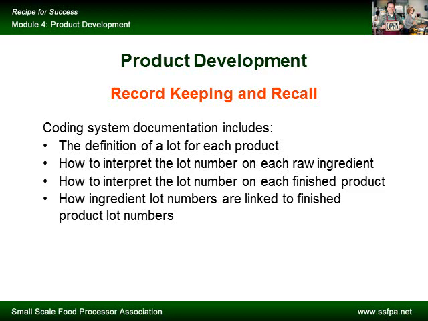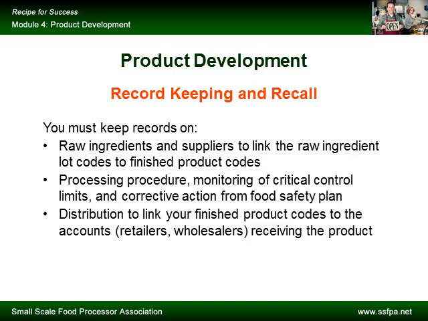Check some products in your kitchen. Many have lot numbers, others have best before dates, which identify the lot. The coding system documentation includes the definition of a lot for each product, how to interpret the lot number on each raw ingredient, how to interpret the lot number on each finished product, and how ingredient lot numbers are linked to finished product lot numbers.